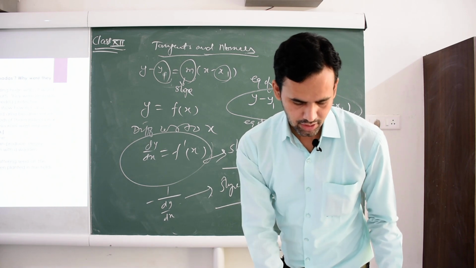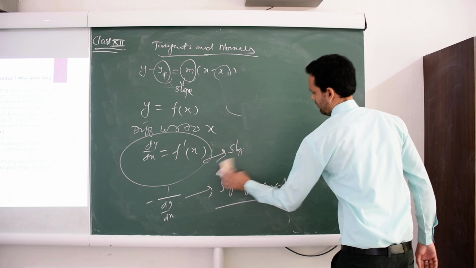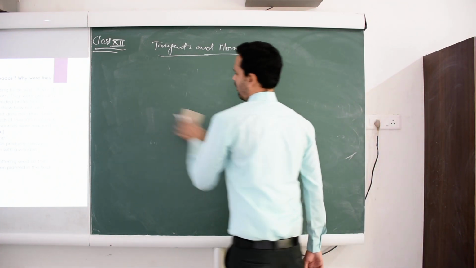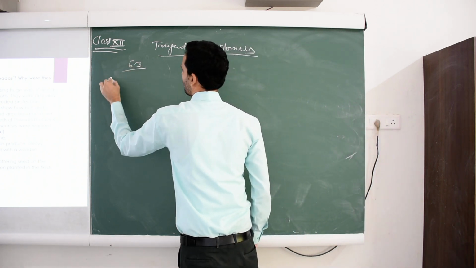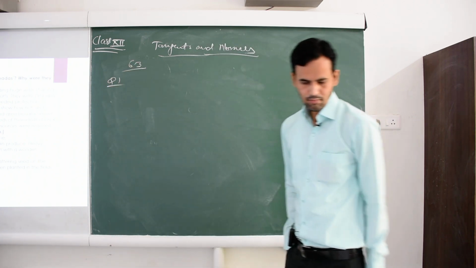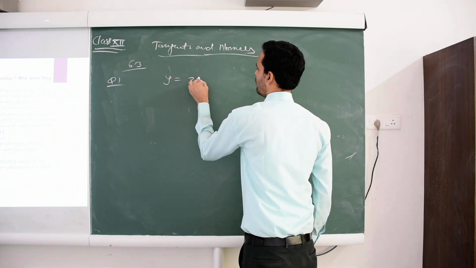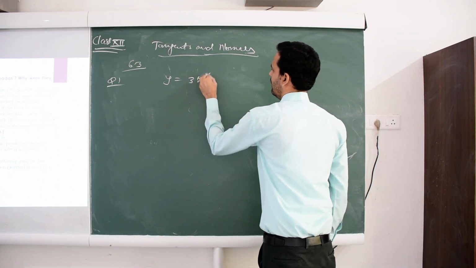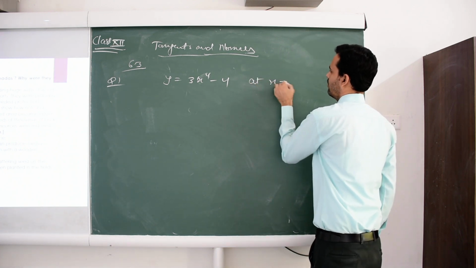So, Exercise 6.3, question number 1. We have to find the slope of the tangent. Find the slope of the tangent to the curve y equals 3x to the power 4 minus 4 at x equals 4.